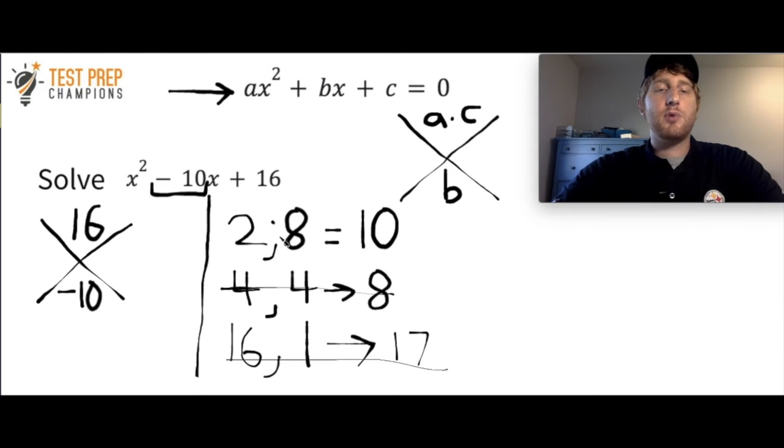So now the only problem here is that 2 and 8 are giving us positive 10. So how can I make a change here? Well, if instead of using 2 and 8, I use negative 2 and negative 8, understand here that negative 2 and negative 8 are going to multiply together to give me positive 16, which is what I need. Now, if you add negative 2 to negative 8, it'll give you negative 10.